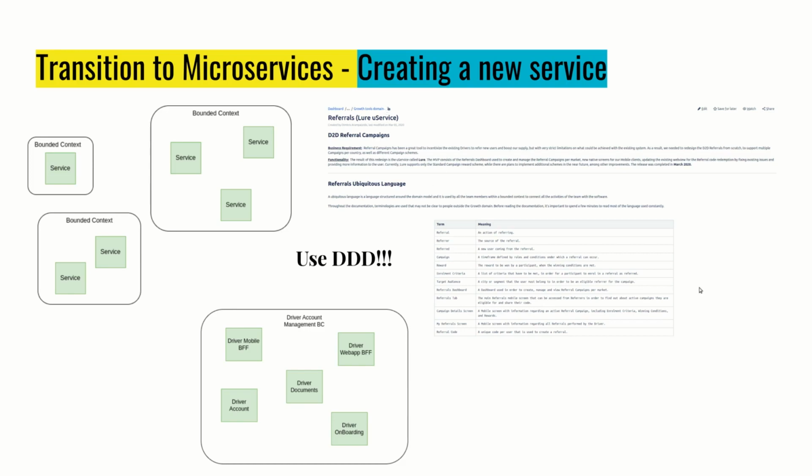And we had a Confluence page where we described the business requirement for the service, what problem it is addressing for the business, what the functionality is, and we also created a ubiquitous language for the business and for the engineering team, so everybody knows it and uses it in the database model and the model of the service. For example, what referral means, what referrer means, what a campaign means, what the enrollment criteria are. So this is also a very good, very basic step when you are using domain-driven design ideas to create and design your system.